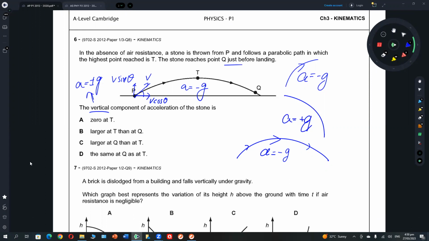Now, after the discussion, G is the same for the whole journey. What should be the answer? B or D? D as in doll. Yes, perfect.